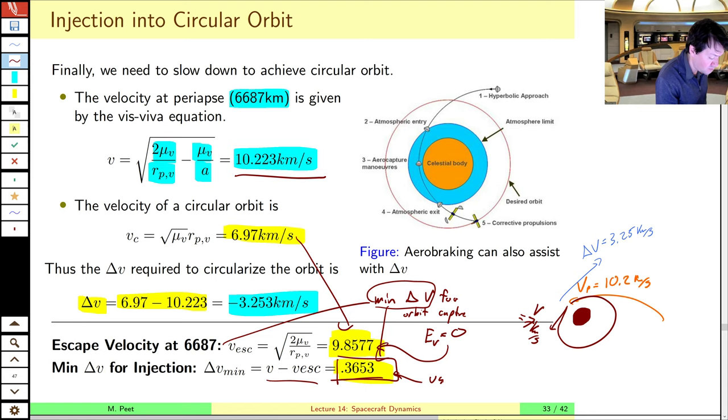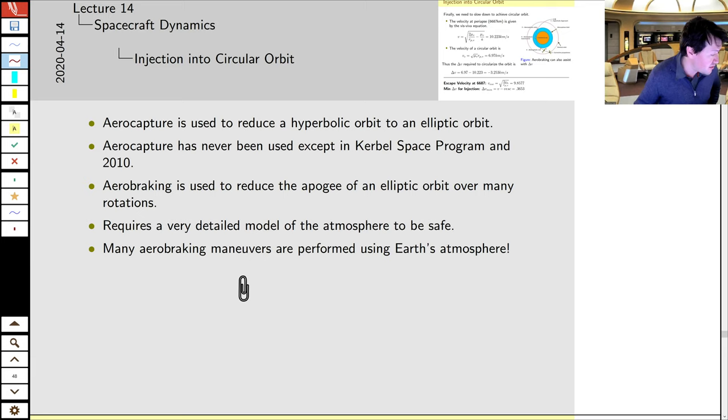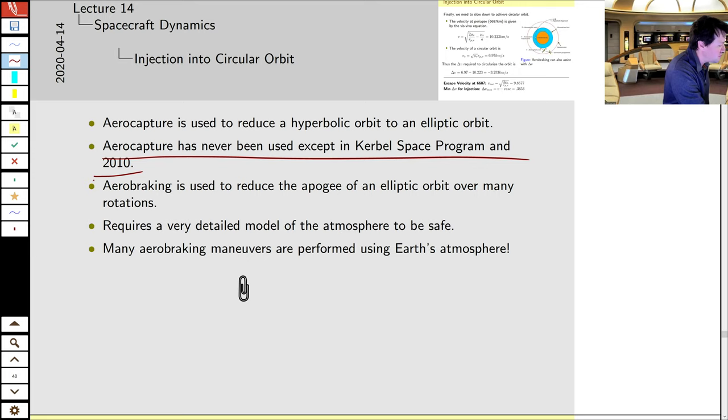And that's where you just dip below the atmosphere a little bit. That gives you a delta V of, say, 0.4 kilometers per second. And that's enough to put you in orbit, right? Now, to be honest, aero capture has never actually been used. I think there was one case in 2010, but basically it's very promising, but it's very dangerous, especially because we don't have very detailed models of the atmosphere of these planets.